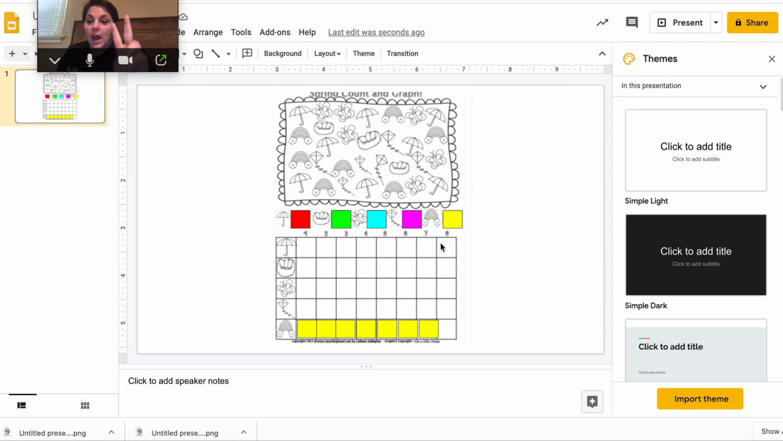We have to know how many. So there has to be some sort of a measuring side. This is our quantity side. 1, 2, 3, 4, 5, 6, 7, 8.